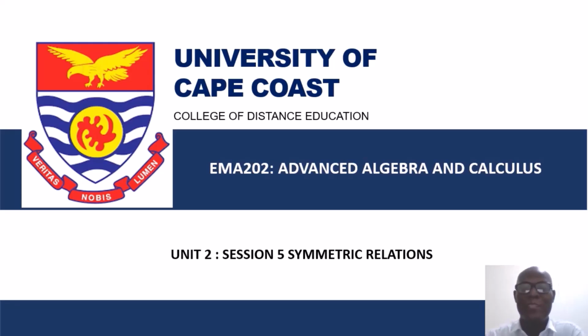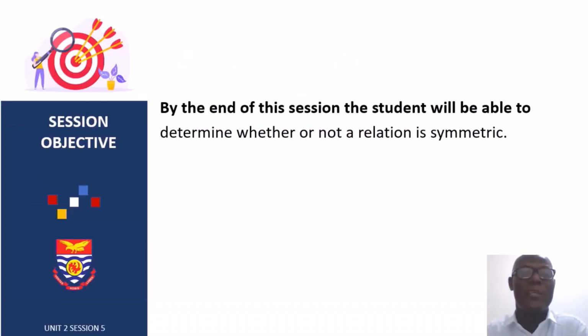Unit 2, Section 5. Symmetric relations. Section objectives. By the end of this session, the students will be able to determine whether or not a relation is symmetric.